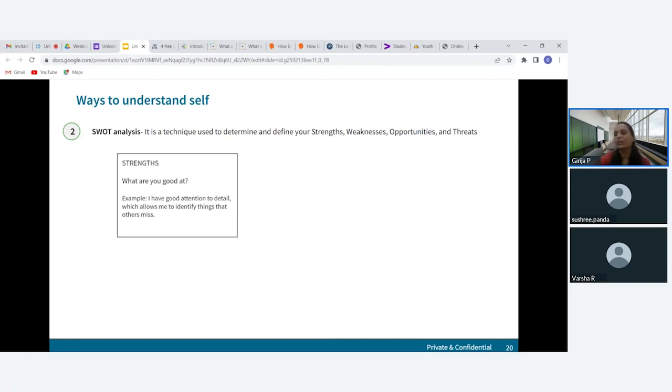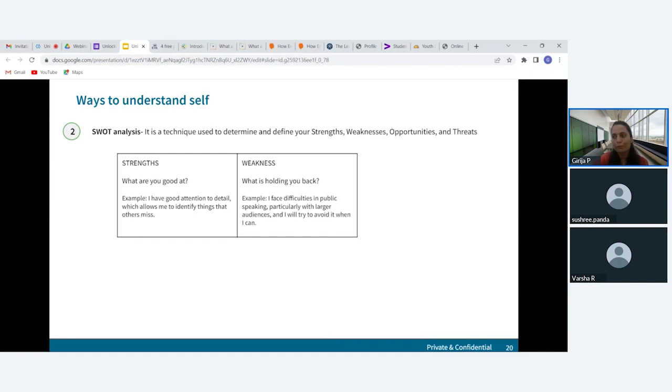So here you can see the example. I'm good at paying attention to the details, so I can identify even small things. So this is my strength. Weaknesses are what is holding you back, and what you're not good at, which is hampering your progress. Here the weakness is I'm afraid to speak in public and in front of a larger audience, and always try to avoid it whenever it's possible. Strength and weakness are internal factors, so they are in your own control.